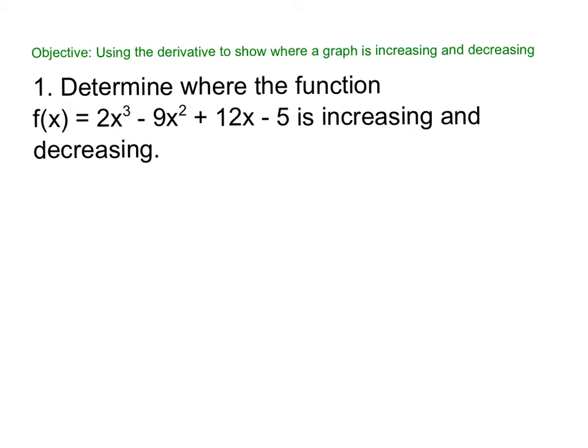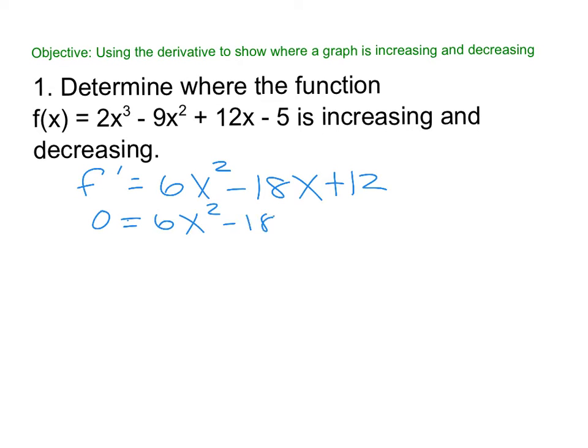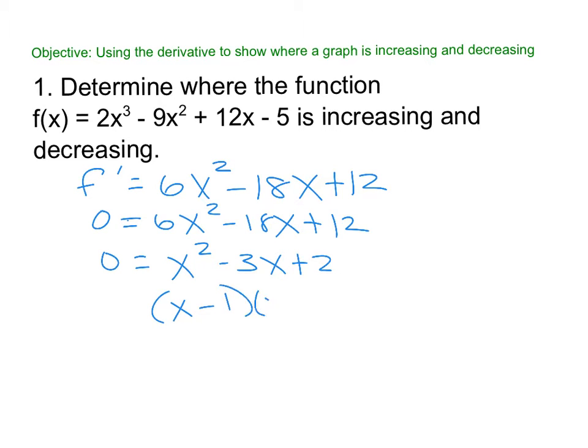Okay, so find where this function is increasing and decreasing. So we need the derivative. So take the derivative. 6x squared minus 18x plus 12. And we need to figure out where it's positive. So we're going to set it equal to 0. 6x squared, I'm going to divide by 6. x squared minus 3x plus 2. So x minus 1, x minus 2. So this graph equals 0 at 1 and at 2.